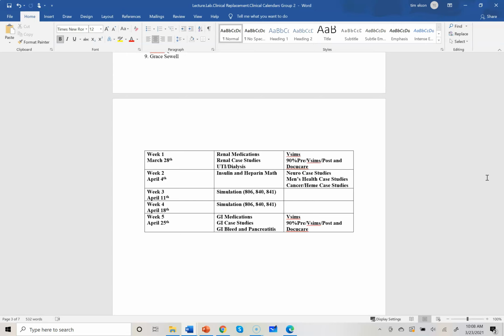And again, the case studies I like a lot. I brought them from a book, and it gives us a different way of thinking about different things, or at least putting things into a different perspective based on the disease process.